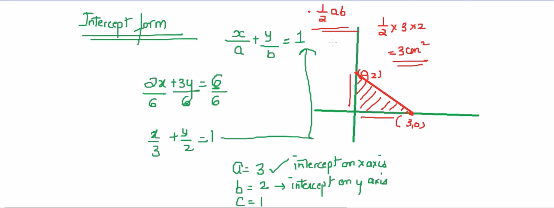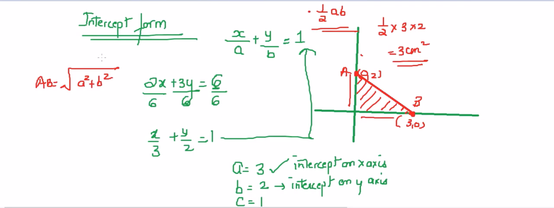Second, you can easily calculate the length of the intercept, that is the length between the two intercept points. By applying coordinate geometry, we can do that: if I say this is A and this is B, then AB is equal to root of a squared plus b squared.